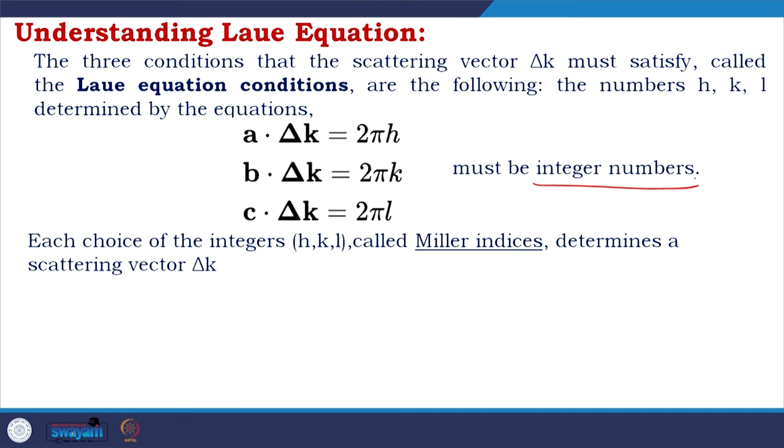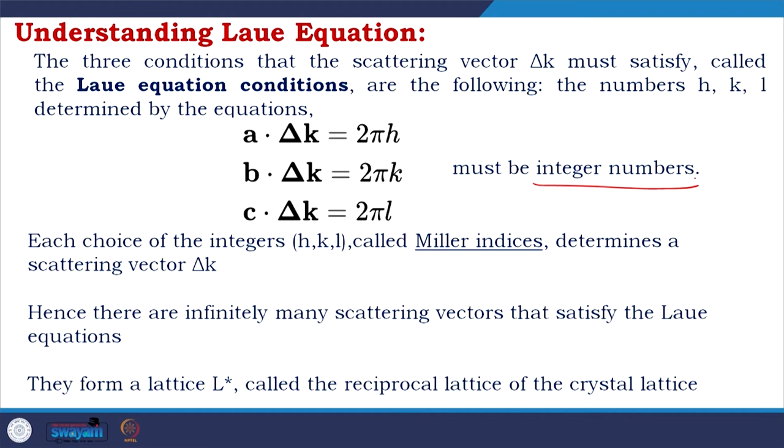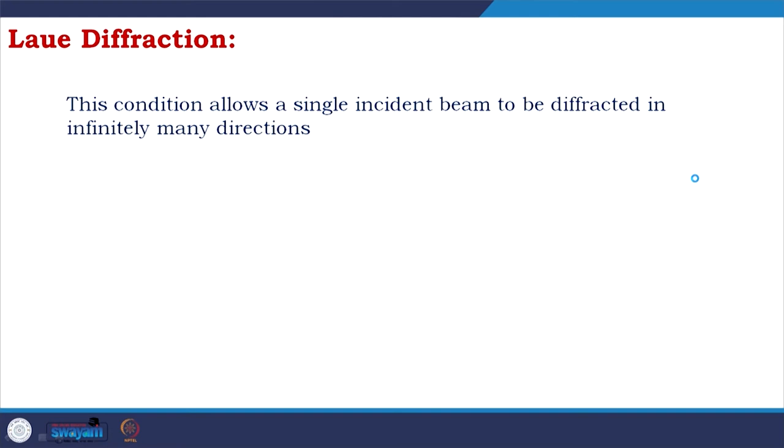So, now you understand the relation, because you already know about the Miller indices and the reciprocal space, and you know how amazingly the Miller indices system is developed, so that we could get integers when it is parallel. So, many cases could be solved by using Miller indices. Hence, there are infinitely many scattering vectors that satisfy the Laue equation. Those that satisfy it form a lattice L star, called the reciprocal lattice of the crystal lattice. So, now you understand the correlation.